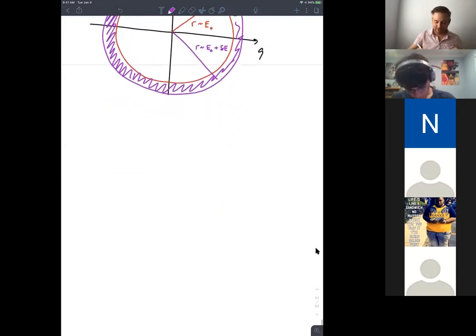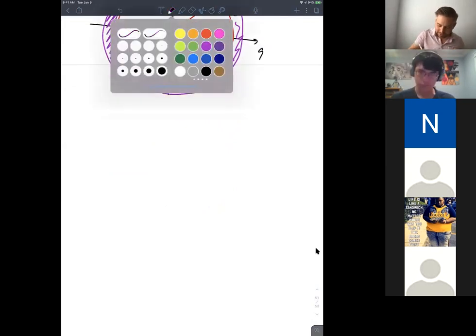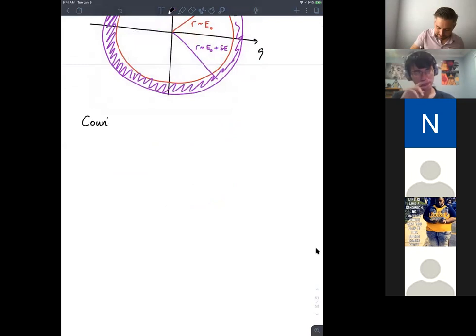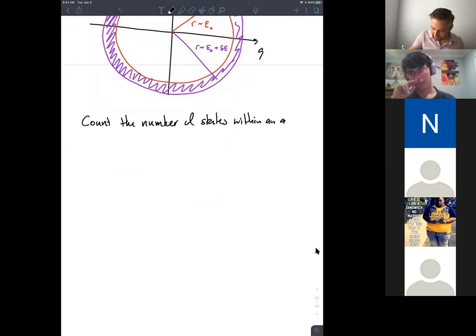All right, so what I want to do is count the number of states within an annulus of width delta E, and then let delta E go to 0.